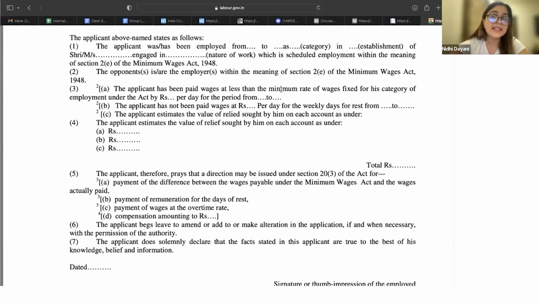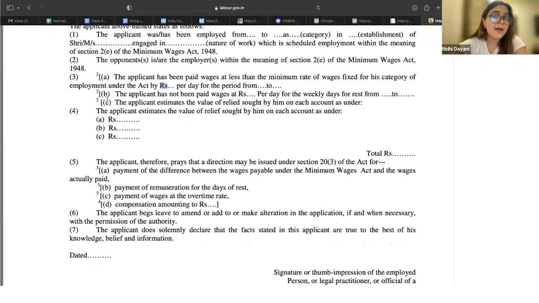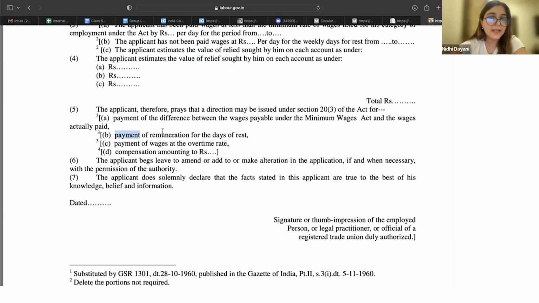The applicant has been paid wages less than the minimum rate of wages. How do you identify what the minimum rates of wages are? You go to the department's website, you pick out the latest notification and you see what your entitlement is. How much wages should have been paid to you, and of course from when to when the applicant has not received the money, you need to show it to the court, and what is the value of relief, and you issue a direction. First of all, payment of remuneration for days of rest, payment of wages for overtime has not been given. Compensation can also be given to the employee if the employer is not paying, and the compensation can go up to 10x of what is not paid. That is given under the act.